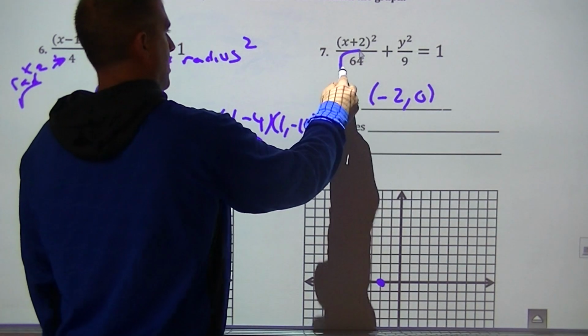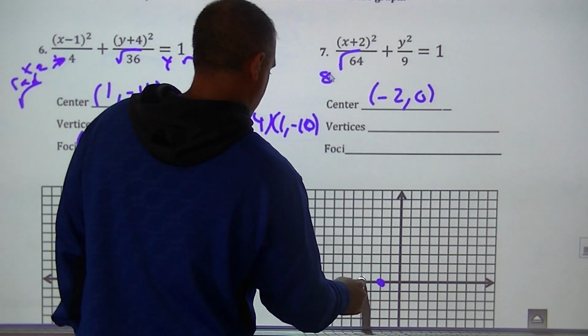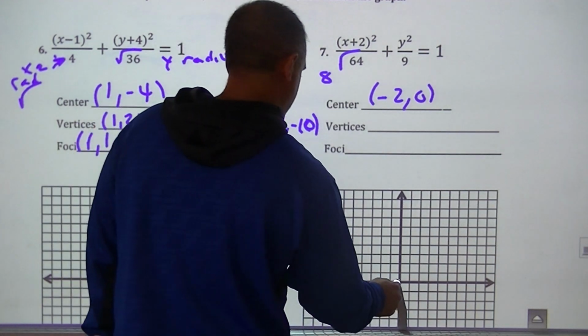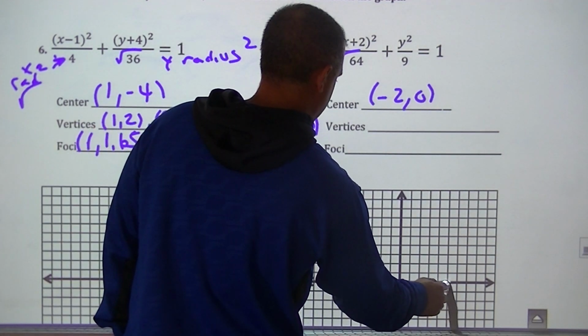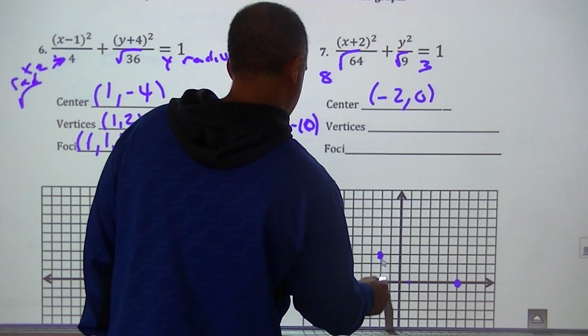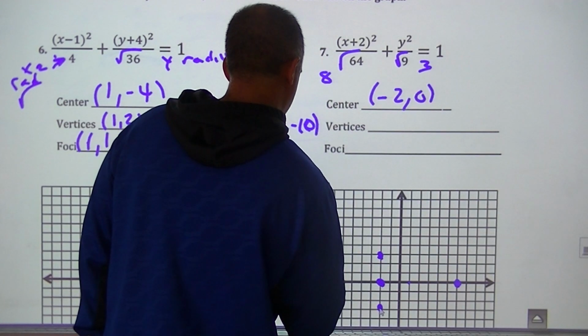Okay? I would go 8 in this direction. 1, 2, 3, 4, 5, 6, 7, 8. 1, 2, 3, 4, 5, 6, 7, 8. Square root of this would give me 3. So 1, 2, and 3. 1, 2, and 3.